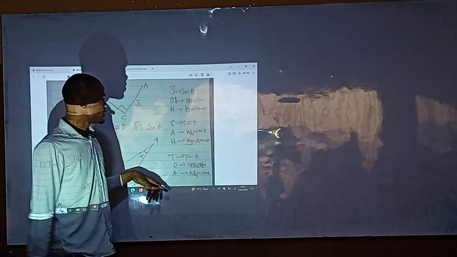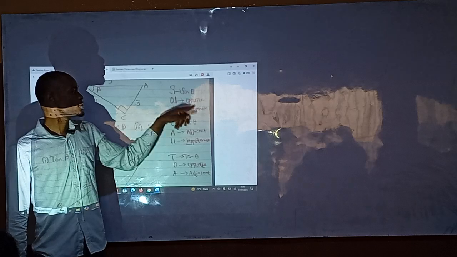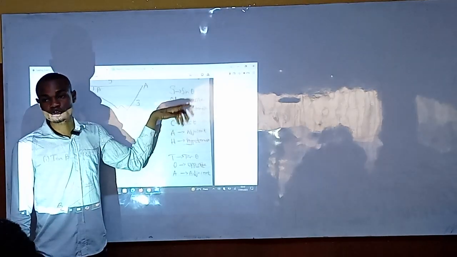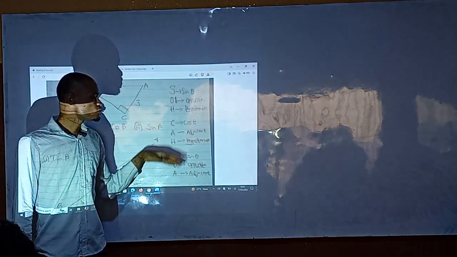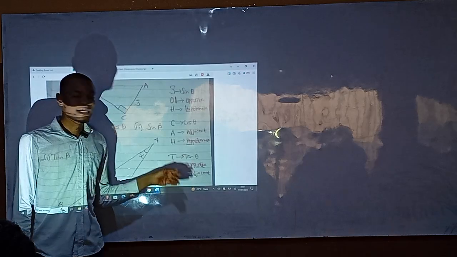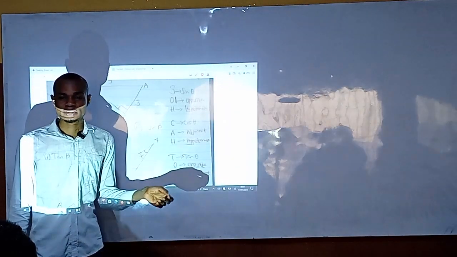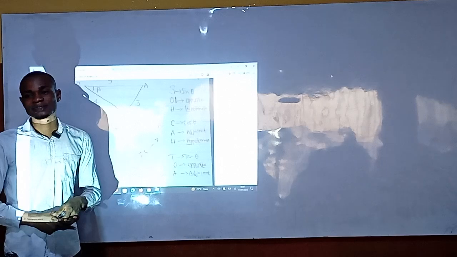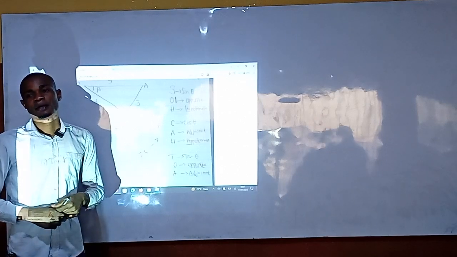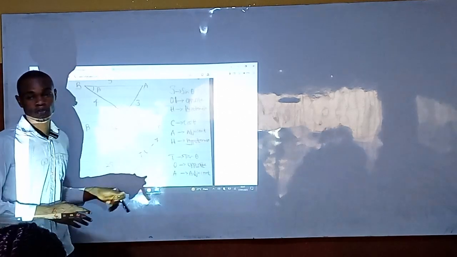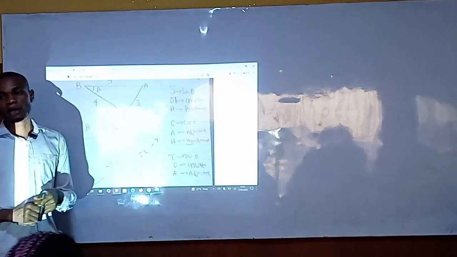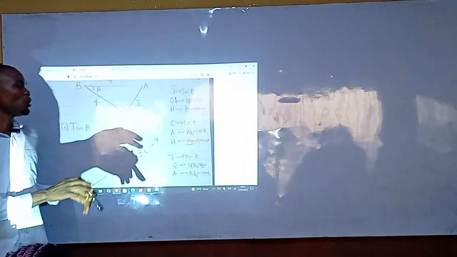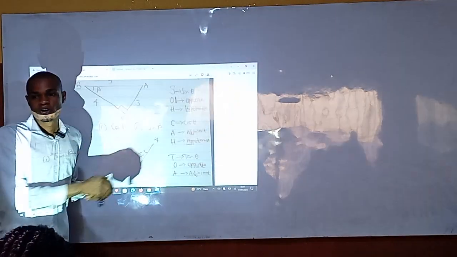So capture: sine theta equals opposite over hypotenuse. Cos theta equals adjacent over hypotenuse. Tan theta equals what? Opposite over adjacent. I get it now. Physics and mathematics, they are friends. You need to know these very well. Based on scalar and vector, questions normally fall around this.